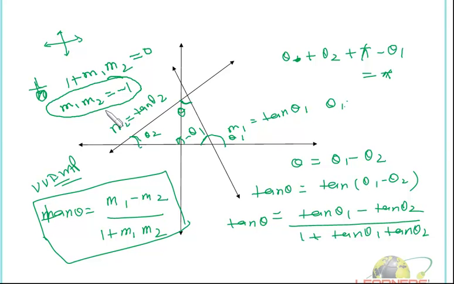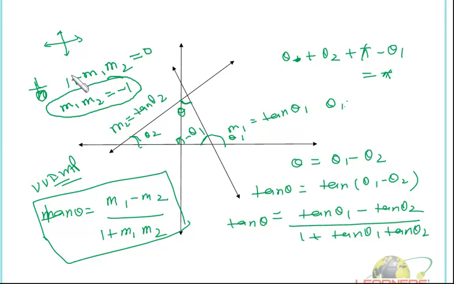Or you can say if the lines are perpendicular to each other, the product of their slopes must be minus 1. So when two lines are perpendicular, the angle between them, that is theta, is 90 degrees. If theta is 90 degrees, tan 90 is 1 by 0, that means the denominator must be 0. So 1 plus m1 m2 is equal to 0.